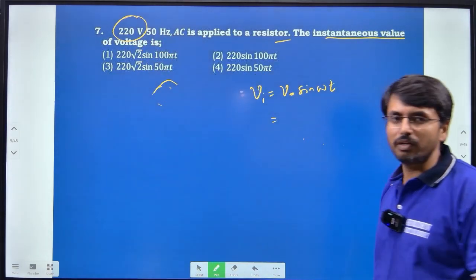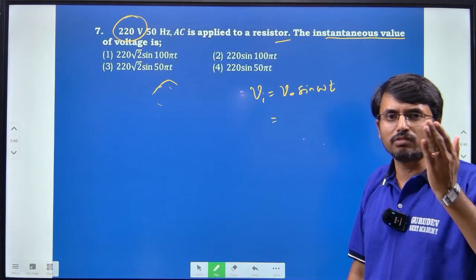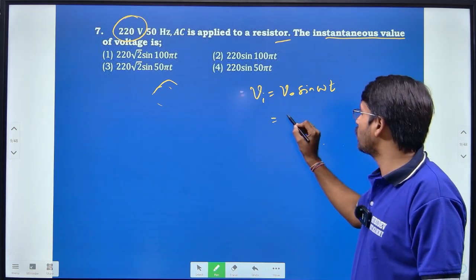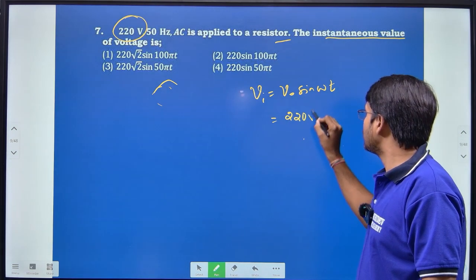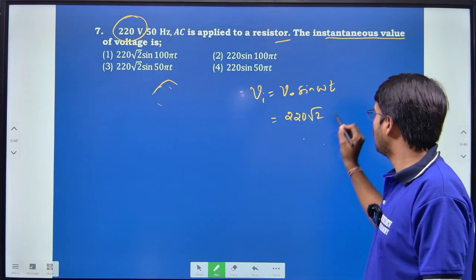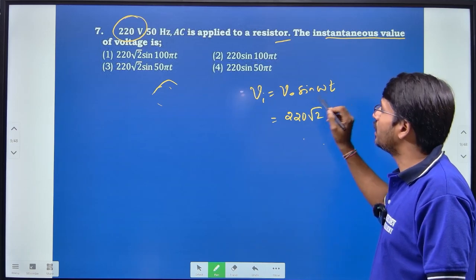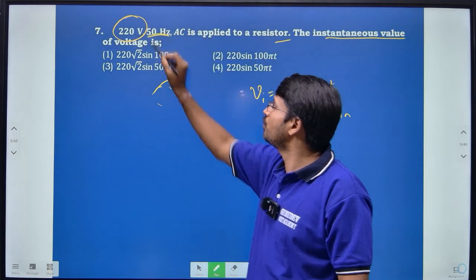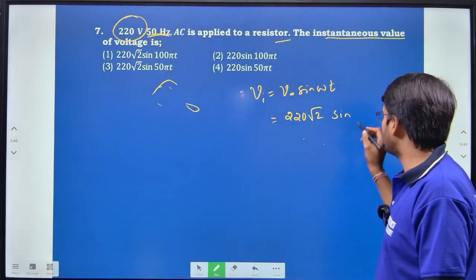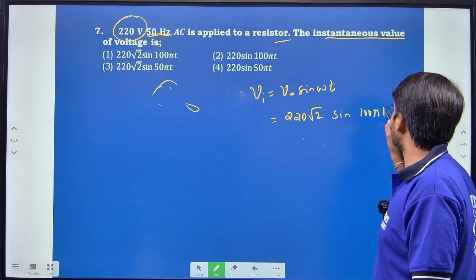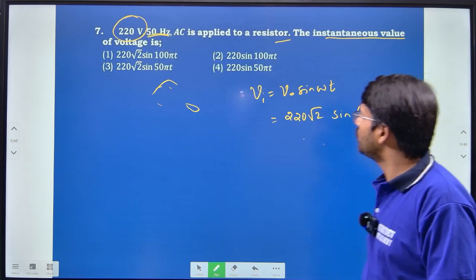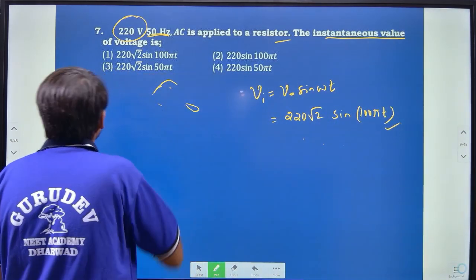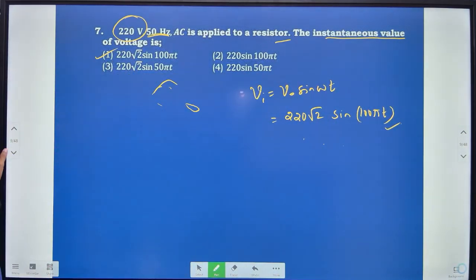What is the relation between the VRMS and the V0? VRMS is V0 divided by root 2, and as a result, I can write 220 multiplied by root 2, that becomes the V0, multiplied by sine omega t. What is omega here? 2 pi into f. F is how much they have given? F is 50. 50 into 2 pi, I can write as 100 pi, multiplied by the t, so that will be the right answer. Here that is given by option 1.